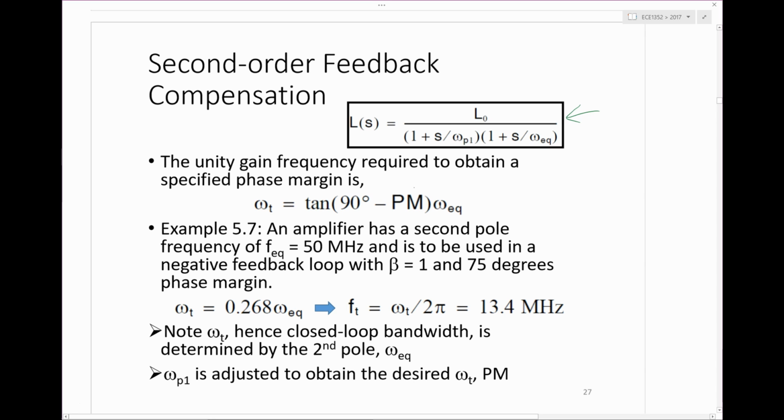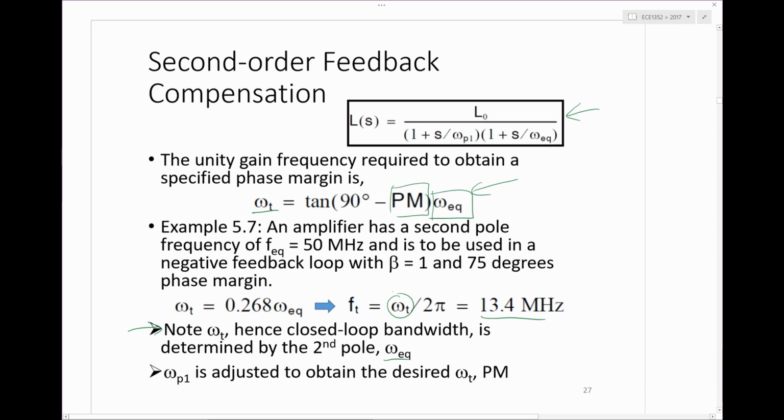You have a certain phase margin spec, okay? From simulation, perhaps you've estimated omega EQ, and then you can find out what omega T you need. So this is the example from before. We find we need a unity gain frequency of 13.4 megahertz. Again, this is just emphasizing that it's really the second pole omega EQ in L that ends up setting the closed loop bandwidth, because the closed loop bandwidth is determined by omega T.